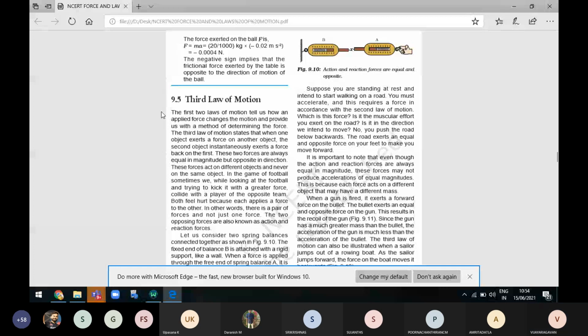Okay. Sir, Ajitashri can read, sir. Yes, okay. Ajitashri can read. Next one, yeah, can read.